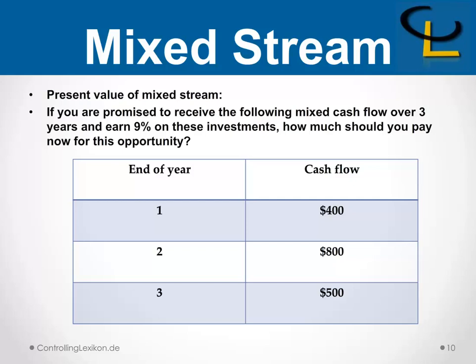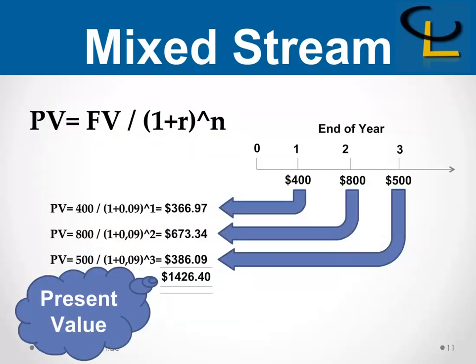Also, we can use the general formula of present value, which is future value divided by 1 plus r to the power of n. And in this case, we calculate backwards. So we start with the third year by calculating the amount of this year and the previous 2 years. So the present value equals 500 divided by 1 plus 9% to the power of 3 as we calculated before, and we get $386.09.